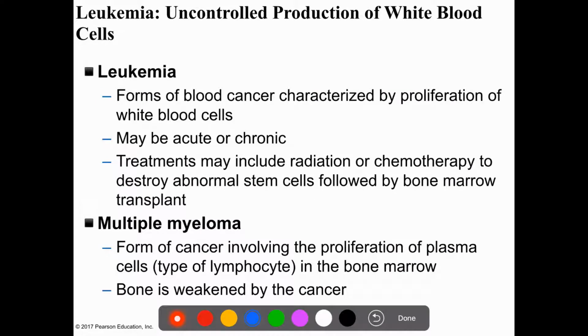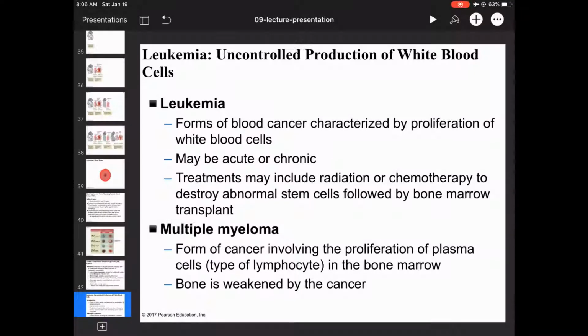Also, we have the uncontrolled production of white blood cells. That's leukemia. This is blood cancer. And we have different types depending on the type of white blood cells being produced. We have leukemia, we have multiple myeloma. And I believe that would end this chapter.